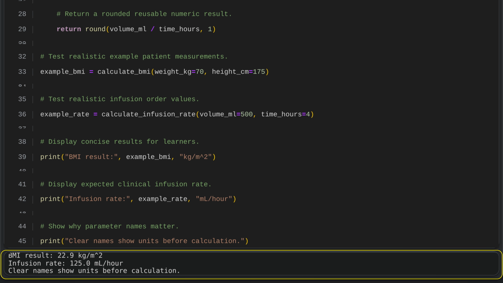The script calculates 2 clinical metrics, body mass index and infusion rate. It uses descriptive parameter names with measurement units to make the code clearer and less error-prone, and it checks for invalid values such as non-positive height or time. In the example, it reports a body mass index of 22.9 and an infusion rate of 125 milliliters per hour.